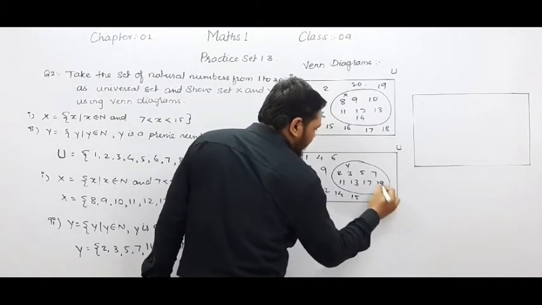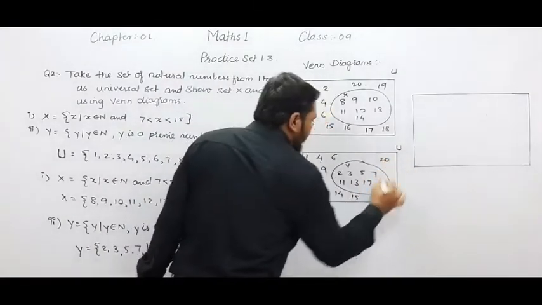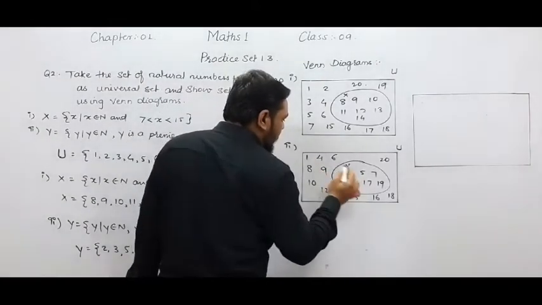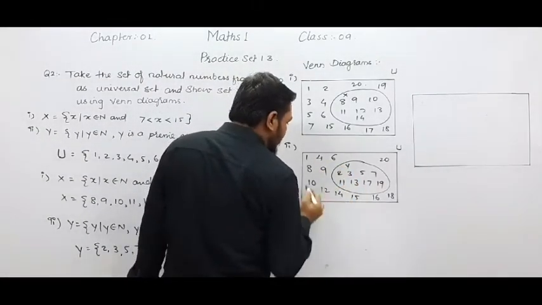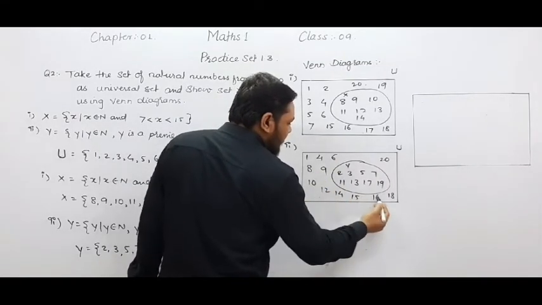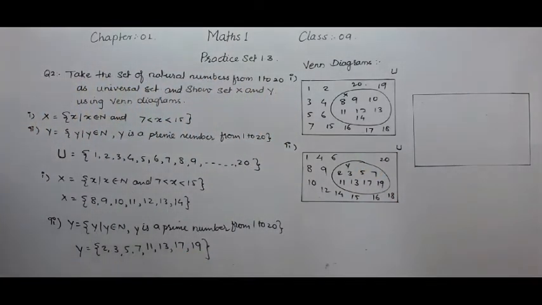So we'll write 18. Now there is 19, already 19 is there in set Y, so we'll write directly 20. If you notice, all the elements are covered here: 1, 2, 3, 4, 5, 6, 7, 8, 9, 10, 11, 12, 13, 14, 15, 16, 17, 18, 19 and 20. So student, you will notice that we have drawn two separate Venn diagrams in order to represent set X and set Y.